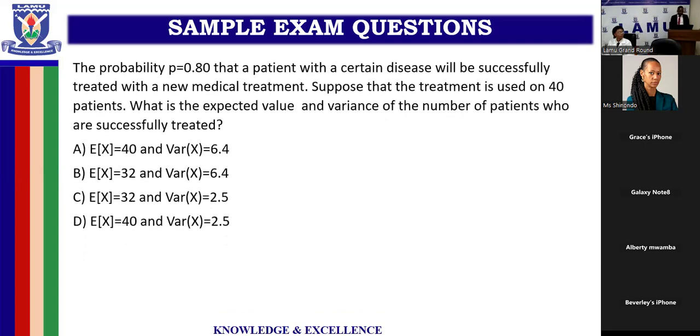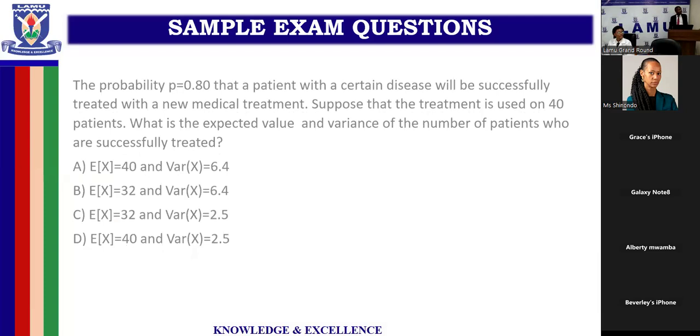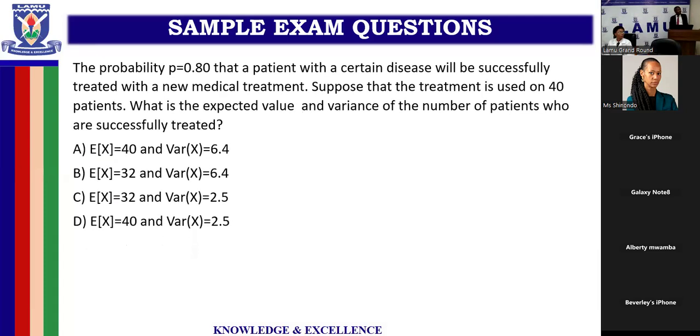Then finally, the probability p equals 0.80 that a patient with a certain disease will successfully be treated with a new medical treatment. Suppose the treatment is used on 40 patients. What is the expected value and variance of the number of patients who will be successfully treated?